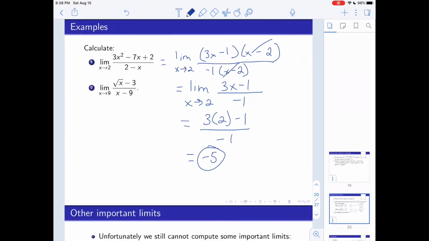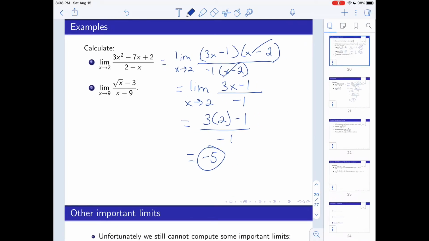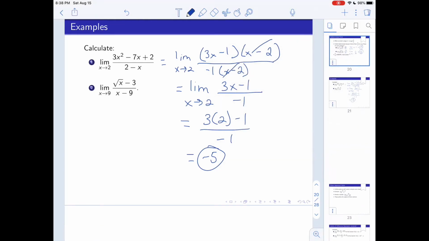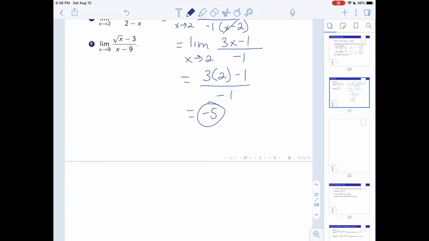I want to add a page in here to do the next one so that I don't run out of room. So for this number 2, again, if I just tried to do the square root of 9 minus 3 over 9 minus 9, I'd end up with 0 over 0. But I don't really see anything to factor here. So we're going to use a slightly different trick.